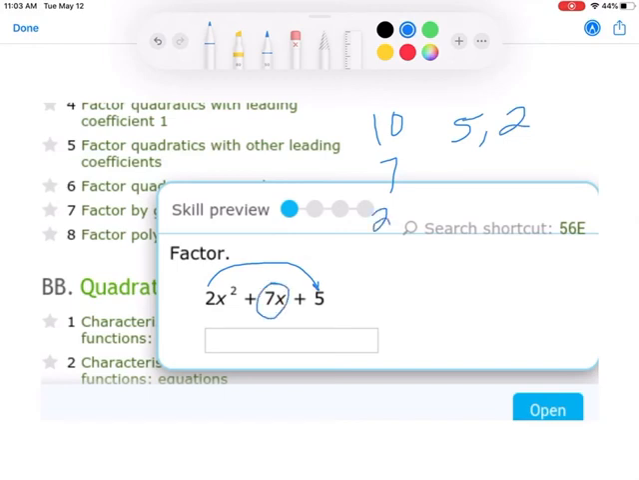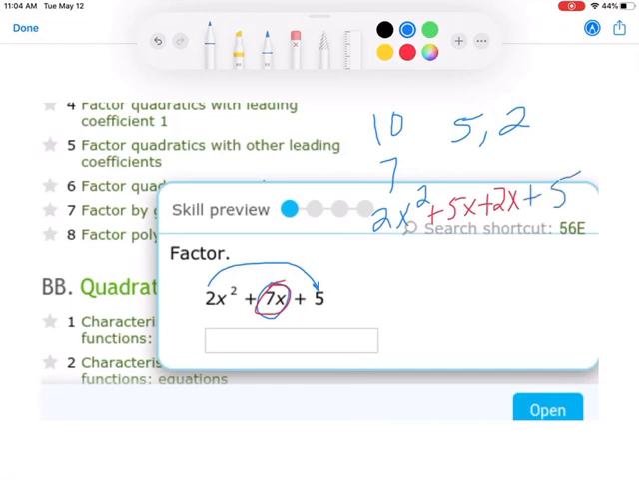So I'm going to have the same exact equation, 2x squared. But I'm not going to write 7x anymore. Actually, let me do that in a different color. I'm not going to write 7x anymore. I'm going to write 5x plus 2x. You see that's still 7x, but it's not written as a 7. Plus 5, keep that number in the end.